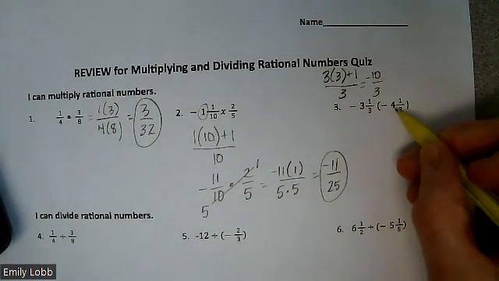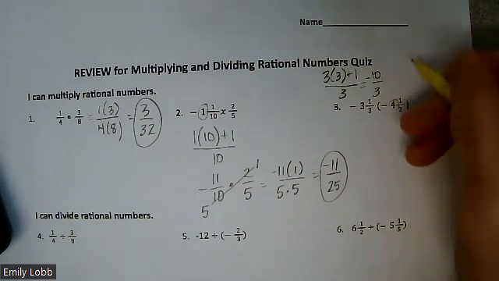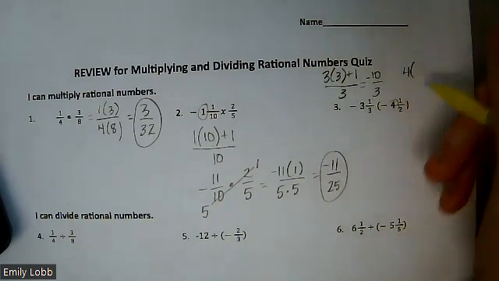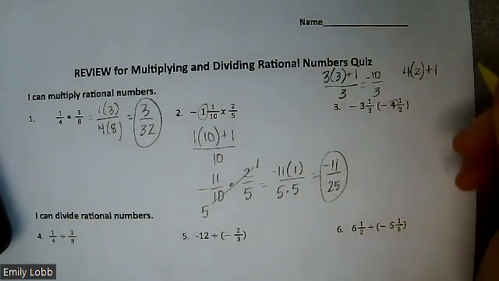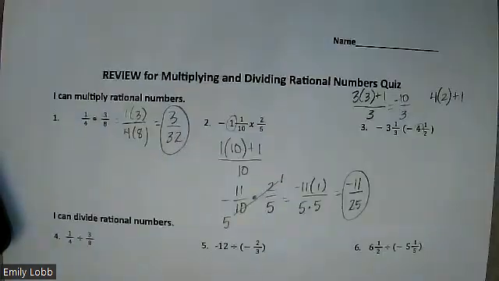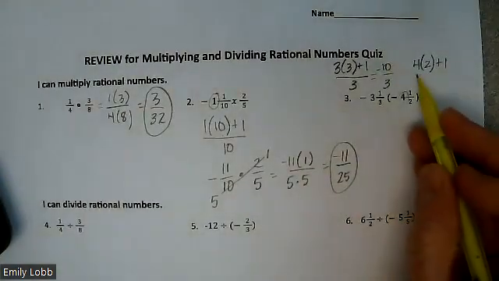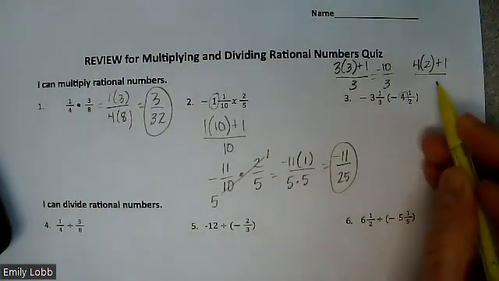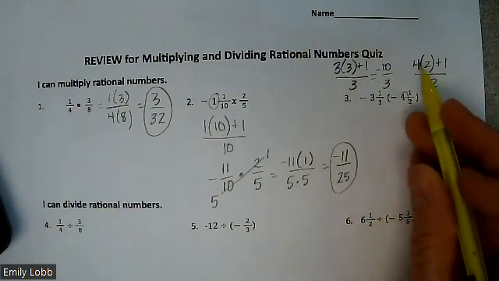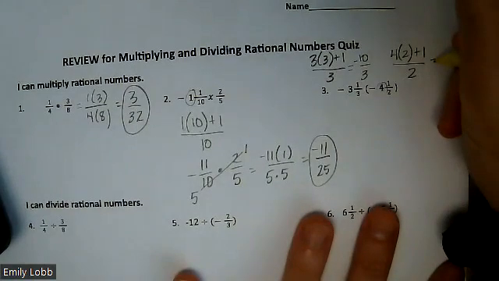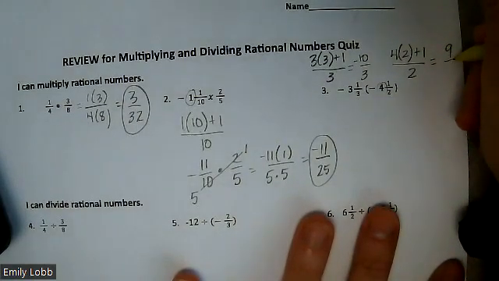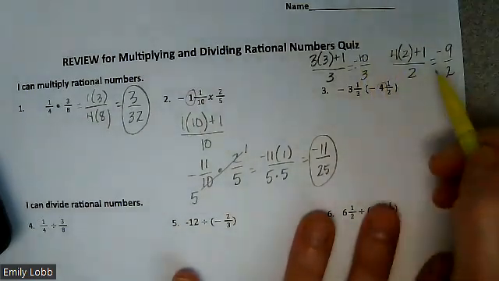Here, I have my whole number, which is 4, times my denominator, which is 2, plus my numerator. A lot of 1 numerators here. All over 2. What's 4 times 2? 8. What's 8 plus 1? 9. 9 halves. So here, guys, I have negative times a negative.